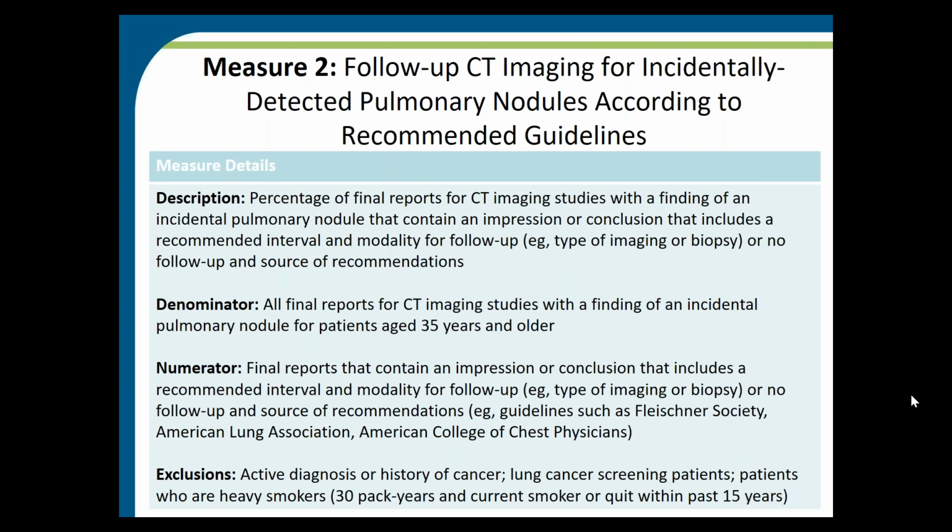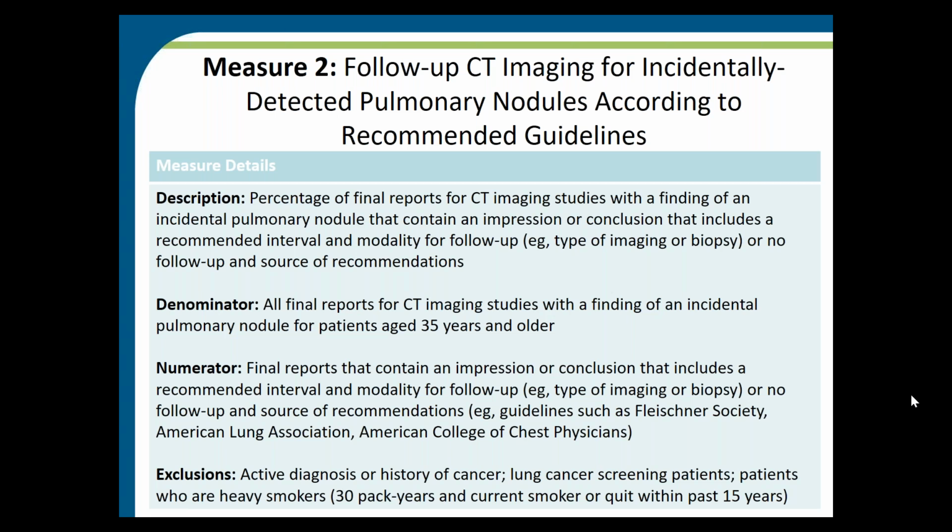I'm not going to go super in depth on the data elements for all of these, but by looking at the denominator and numerators, you'll be able to have an idea of what's going to be required for calculating these measures. So measure 2, this is follow-up CT imaging for incidental pulmonary nodules according to recommended guidelines. This is actually the same as MIPS measure 364. So this is a measure you can submit through GRID, and the data that you submit through GRID can be used to participate in measure 364.